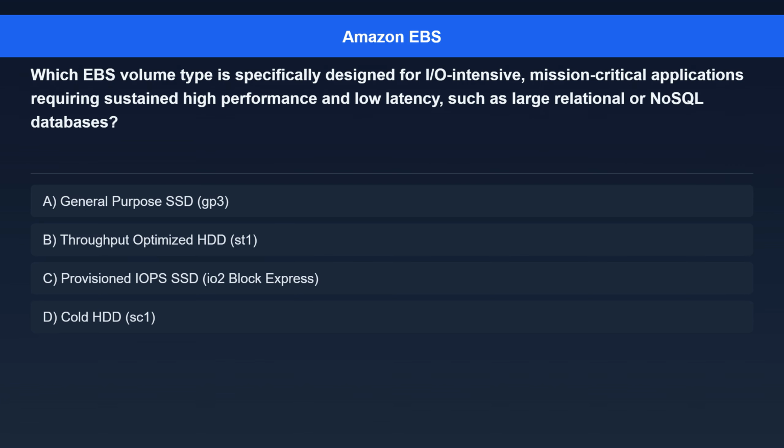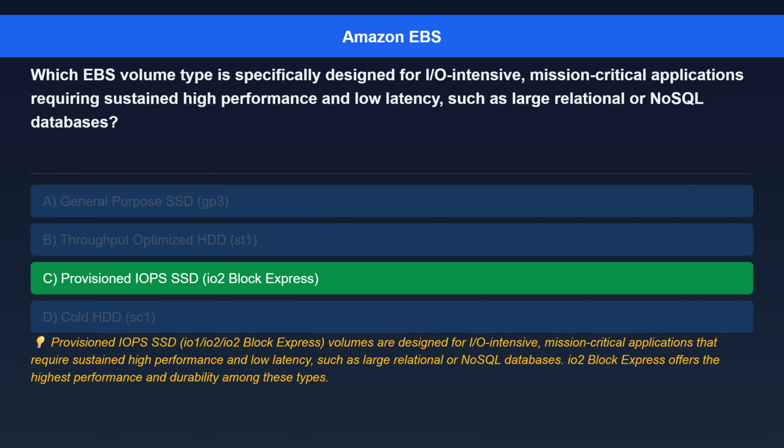Question 8. Which EBS volume type is specifically designed for I/O-intensive, mission-critical applications requiring sustained high performance and low latency, such as large relational or NoSQL databases? Option A. General Purpose SSD GP3. Option B. Throughput Optimized HDD ST1. Option C. Provisioned IOPS SSD IO2 Block Express. Option D. Cold HDD SC1.